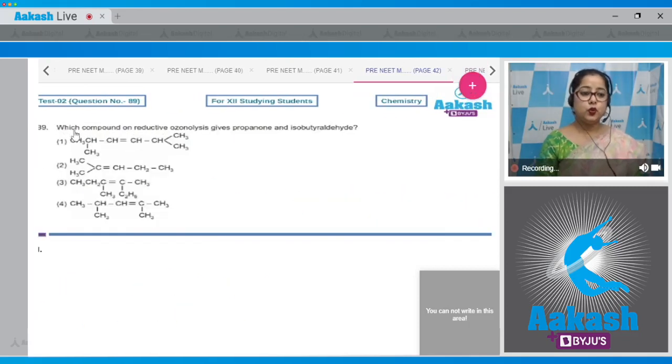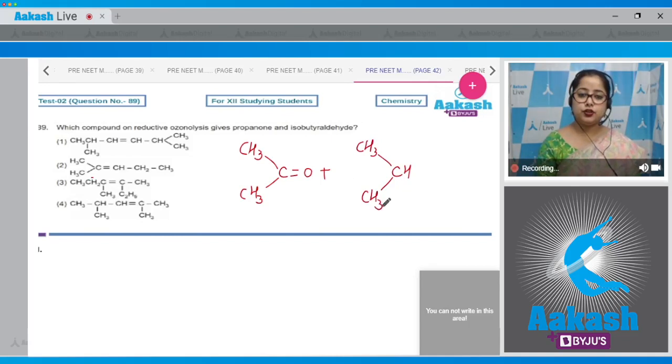Let's read the question. Which compound on reductive ozonolysis gives propanone and isobutyraldehyde? So students, first of all, I'm drawing the structure of propanone and isobutyraldehyde. Propanone is CH3-C(=O)-CH3, and isobutyraldehyde is (CH3)2CHCHO. So students, let's find out all the products obtained during reductive ozonolysis of the given compounds.